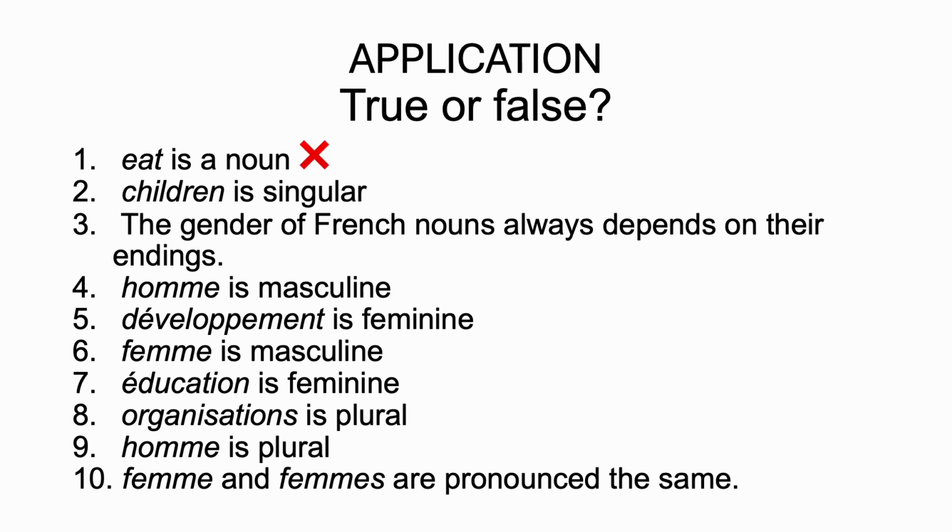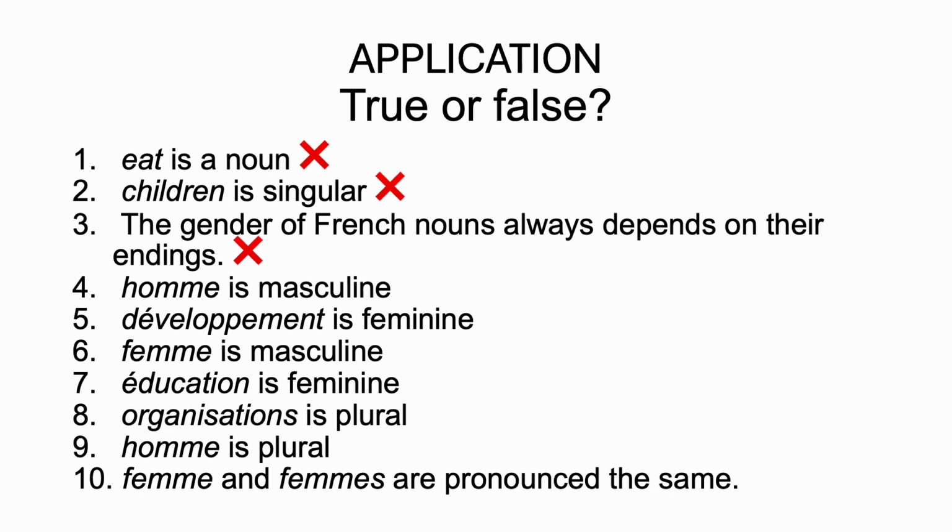1. False. It is not a noun, but a verb. It refers to an action, okay? Some nouns also refer to an action, but here you can clearly understand that this is a verb. Children is singular. This is false. Children is plural. The singular is child. The gender of French nouns always depends on their endings. This is false. It only depends on the limited number of endings. You will have to memorize if it's masculine or feminine.